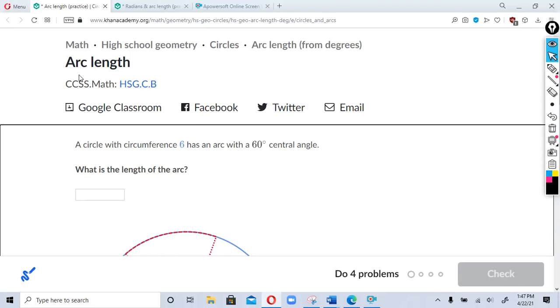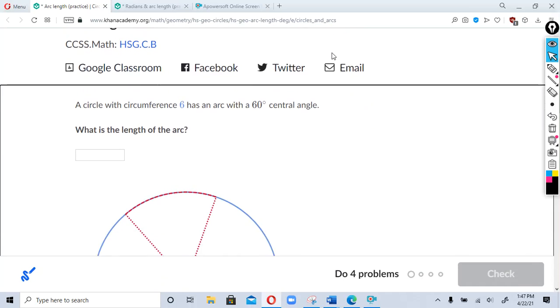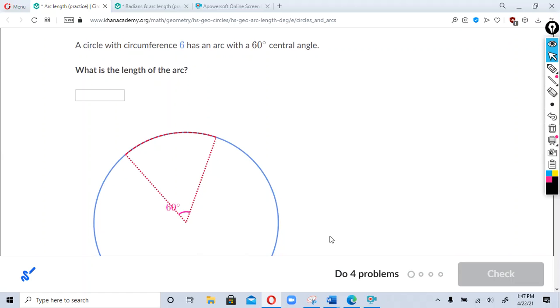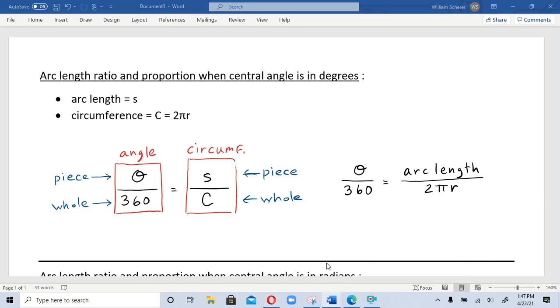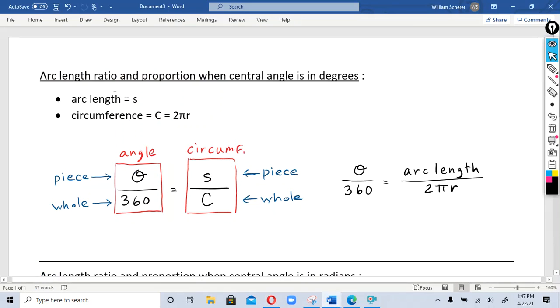This will be for the con assignment, arc length. All of these are going to have the central angle in degrees. There's going to be a formula for this we can use for every one of them. This is the arc length ratio and proportion when the central angle is in degrees.